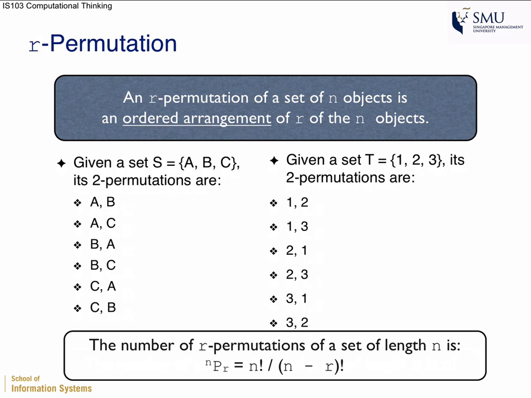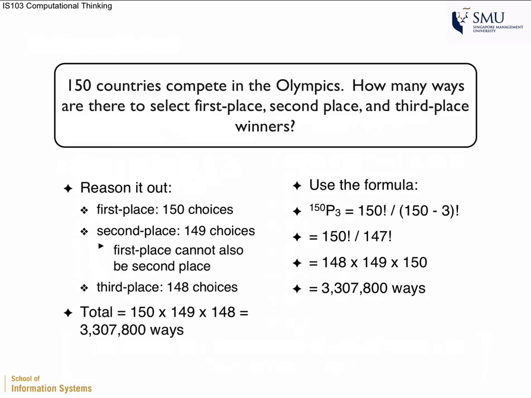Now, how many such permutations will there be? We can think of this in terms of an application of the product rule. For example, given a set S equals ABC, if we are looking at a permutation of two objects, then we need to figure out what should come in the first place, of which there are three choices, A, B, or C, and what should come in the second place, of which there are two options, because we have taken one in the first place. So in that case, we have 3 times 2, which is 6. You can also apply the formula given at the bottom of the slide, where it says that the number of r-permutations of a set of size n is P(n, r) equals n factorial divided by (n minus r) factorial.